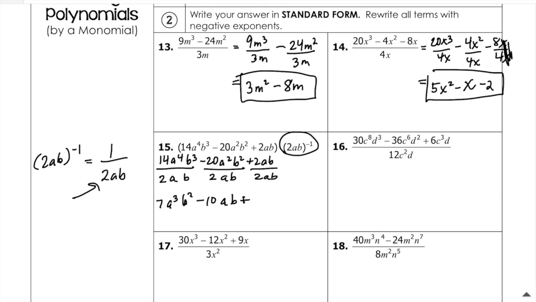2 divided by 2 goes away, turns into 1. ab, all that turns into 1. So 1 times 1 times 1, we're left with 1. So I'm going to go ahead and box that out.